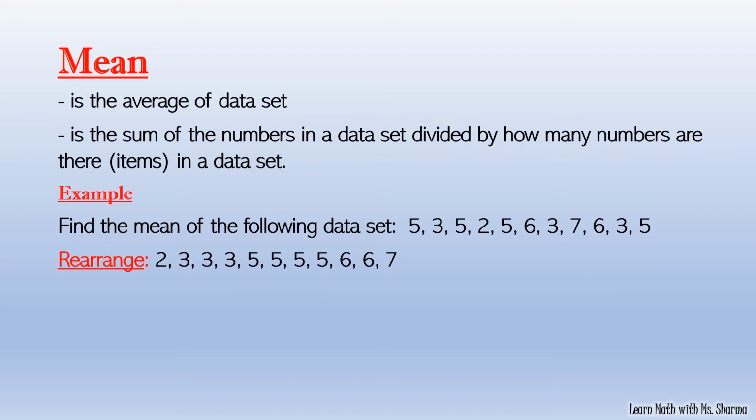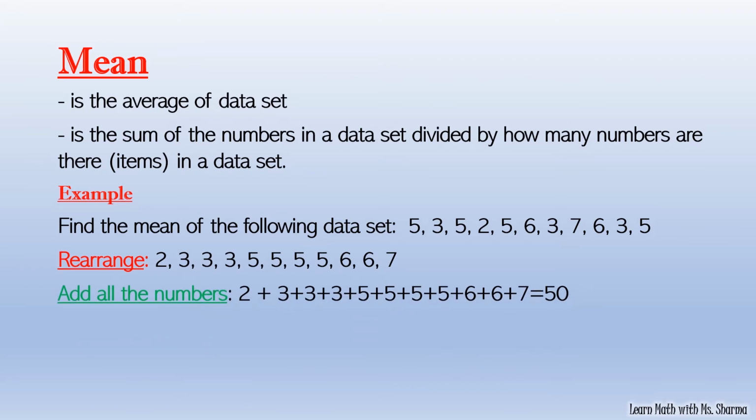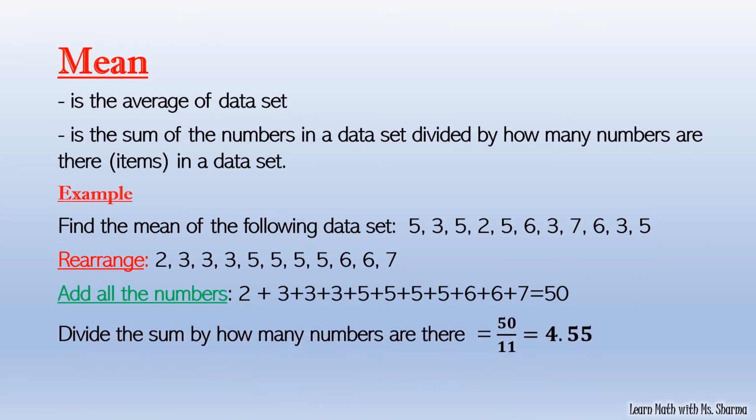Now we are going to add all these numbers. But before we add, how many numbers are there? In total we have 11 numbers. We add all these numbers, and the total comes to 50. The sum of all these numbers is 50. So the average, the mean, is 50 divided by 11, which is 4.55.